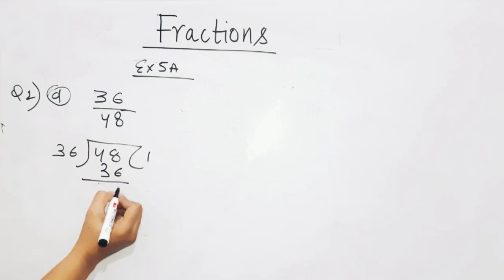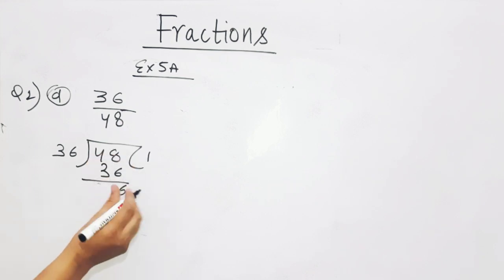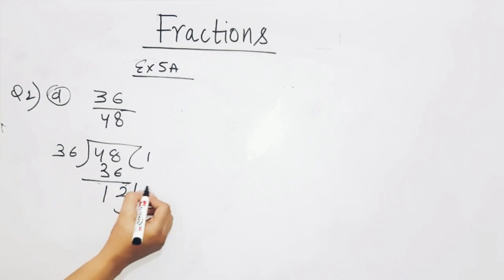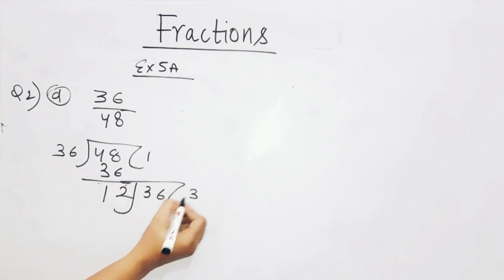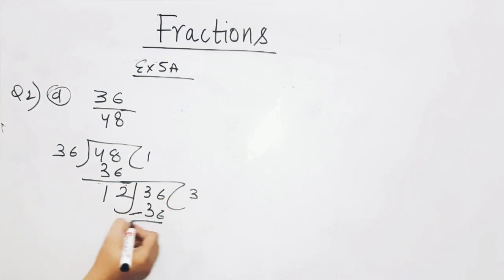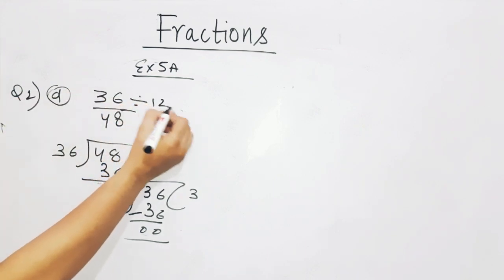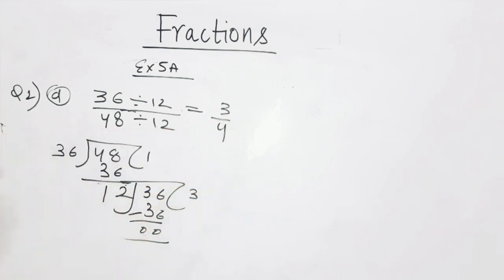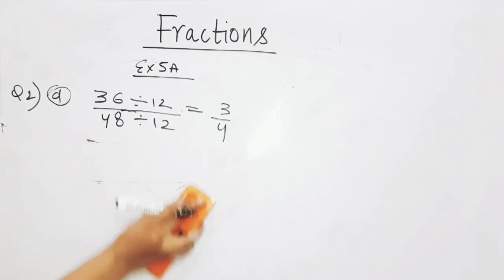36 ones are 36. 8 minus 6 is 2 and 1 is remainder. Now 12 threes are 36. So what is the HCF students? The HCF of these two numbers is 12. So divide both the numerator and denominator by 12. So it will be 3 upon 4. Right? Now solving the E option.